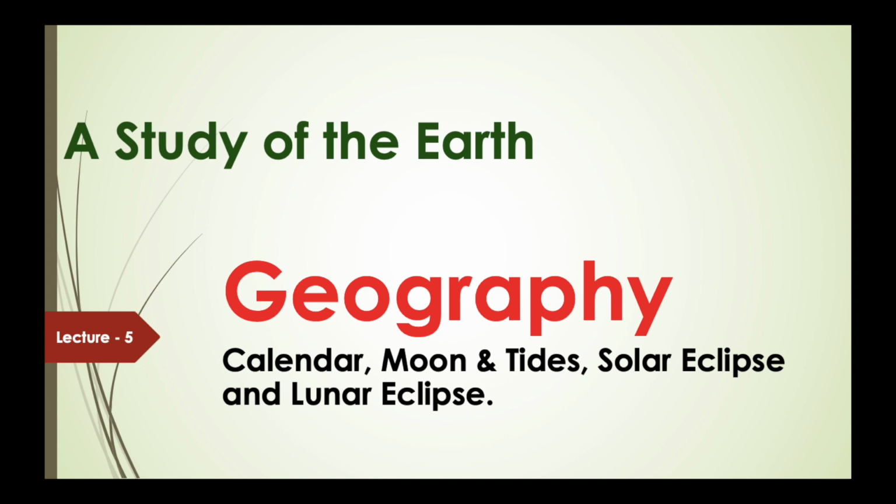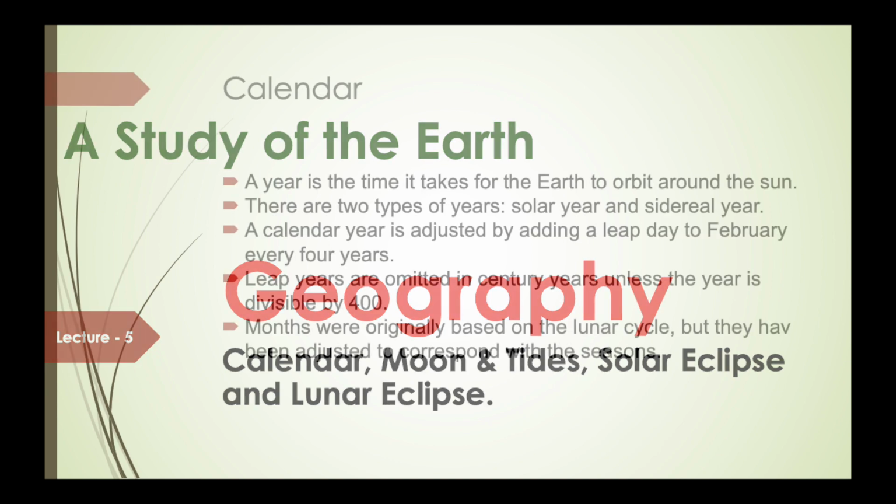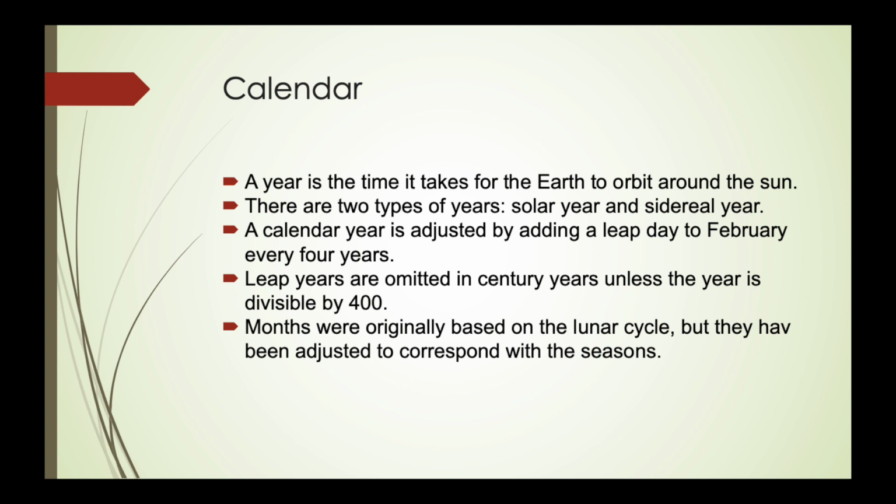Calendar. A year is the time it takes for the Earth to orbit around the Sun. There are two types of years, solar year and sidereal year. A calendar year is adjusted by adding a leap day to February every 4 years. Leap years are omitted in century years unless the year is divisible by 400.